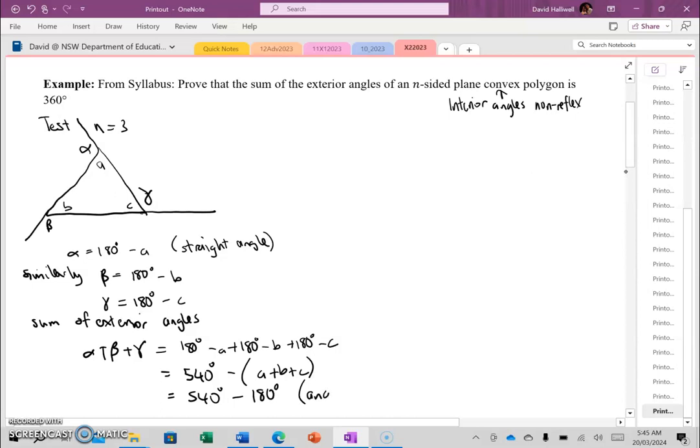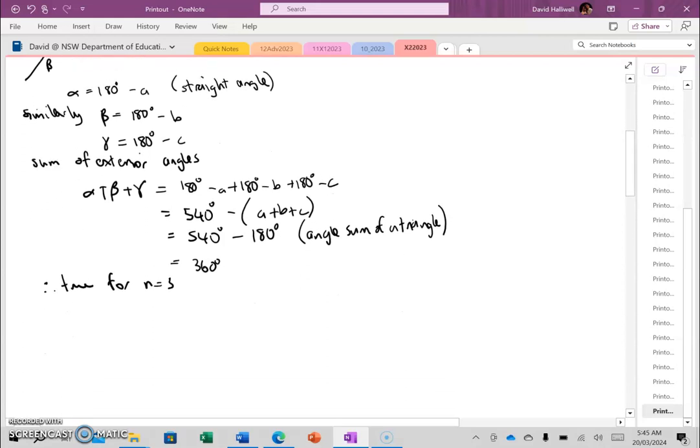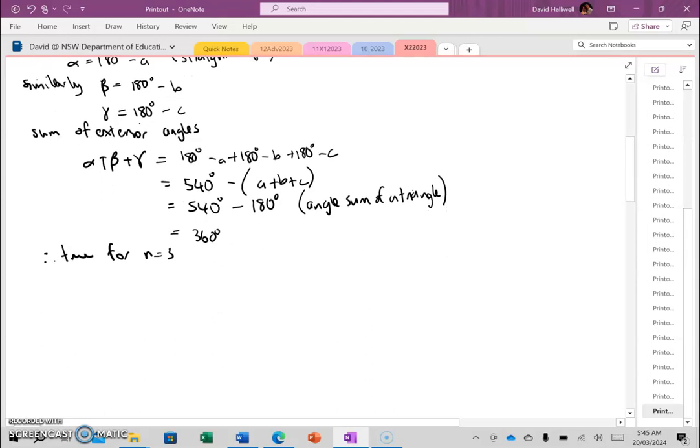I'll write angle sum of triangle. Simplifying, this is equal to 360 degrees. So therefore we know the result is true for n equal to 3. So we've tested the base case, the initial case.